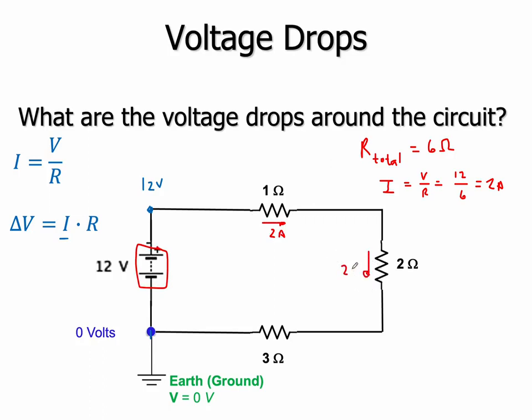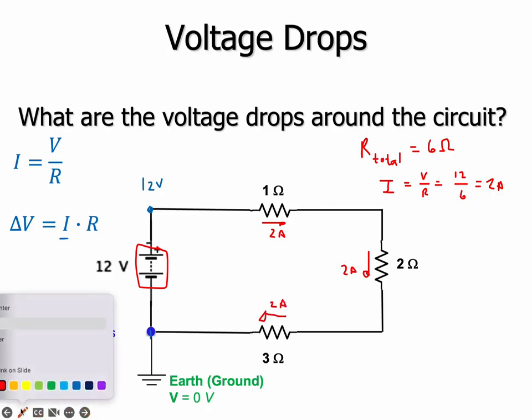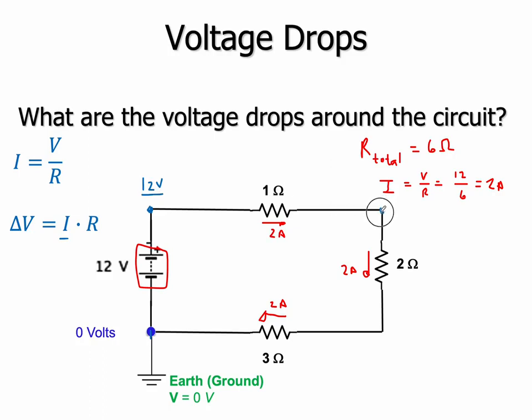We can now figure out the voltage drops across each one of these. And I'm just going to do it sequentially. The voltage drop across this top resistor is going to be 2 times 1 or 2 volts. I was at 12 volts before I went through this resistor. What am I going to be after I go through it? The answer is 10 volts. I've lost 2 volts of potential. The voltage drop across this resistor is 2 volts.